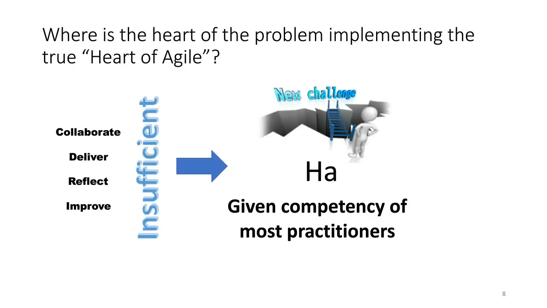So where is the heart of the problem implementing the true heart of Agile? This is where I felt my presentation could get controversial, and I told those in attendance this fact. By the way, I would mention Alistair Cockburn was in the audience, so he was listening intently. I suggest that the four words, collaborate, deliver, reflect, and improve, are insufficient given the competency of most practitioners. And the important part of this assertion is that fact about the competency of most people. So we're going to come back to that.